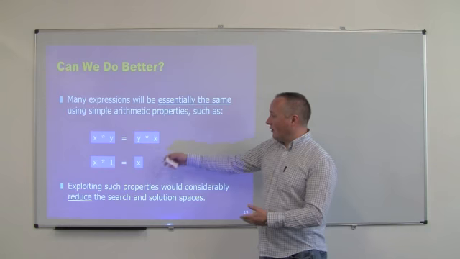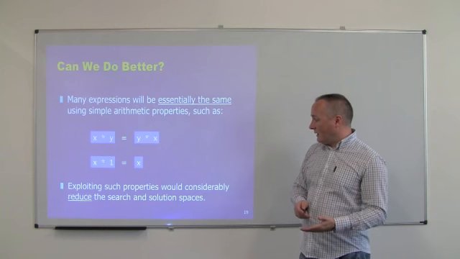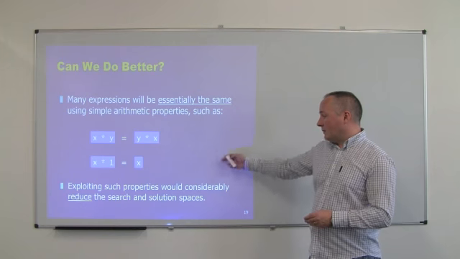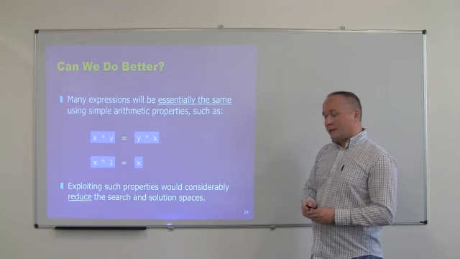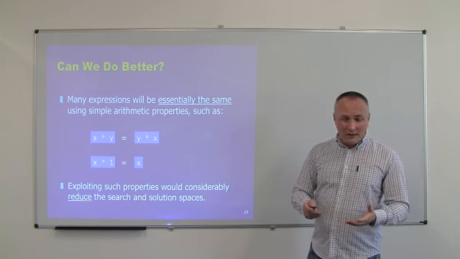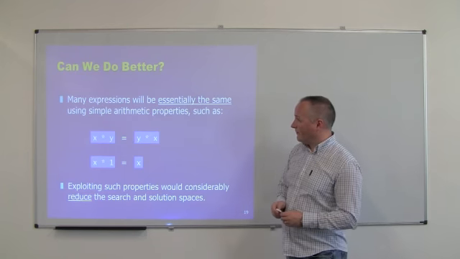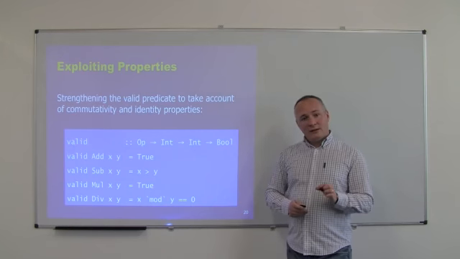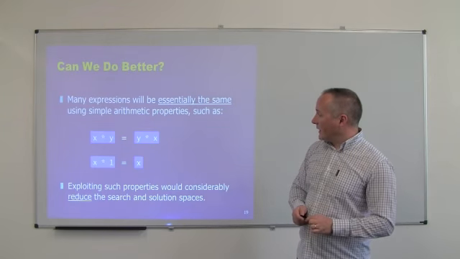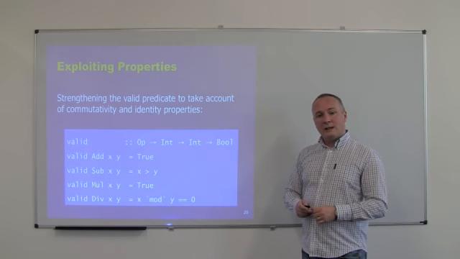So there's really no point in considering all possible combinations of ways of rearranging expressions using these simple arithmetic properties. So the last improvement we're going to make to this program is that we'd like to exploit arithmetic properties like this to reduce the search space and thereby also reduce the solution space and hopefully make our countdown solver run even faster than previously. So it turns out there's a really simple trick to exploit these arithmetic properties. And it's basically to modify the definition of our validity checker.